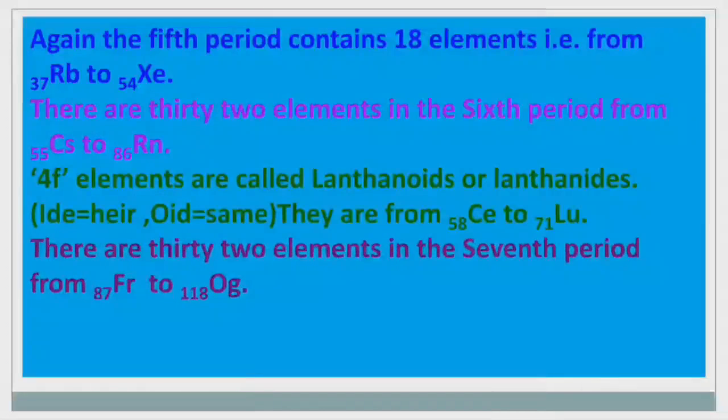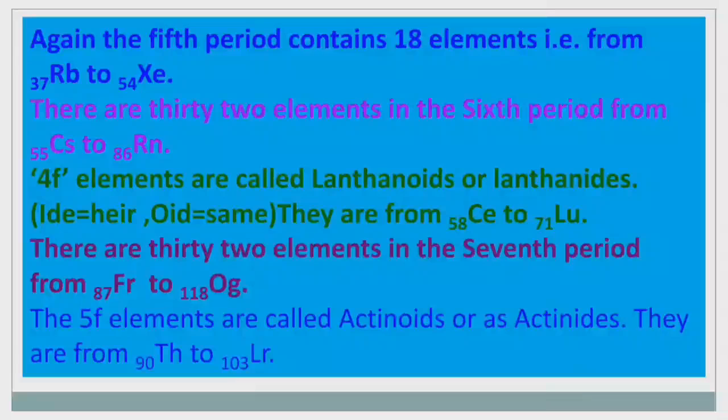There are 32 elements in the seventh period, from francium to oganesson. Francium atomic number 87, oganesson atomic number 118. Remember, in older books it is given that the seventh period is incomplete. But according to new textbooks, a total of 118 elements are there. So the 7th period also contains 32 elements.